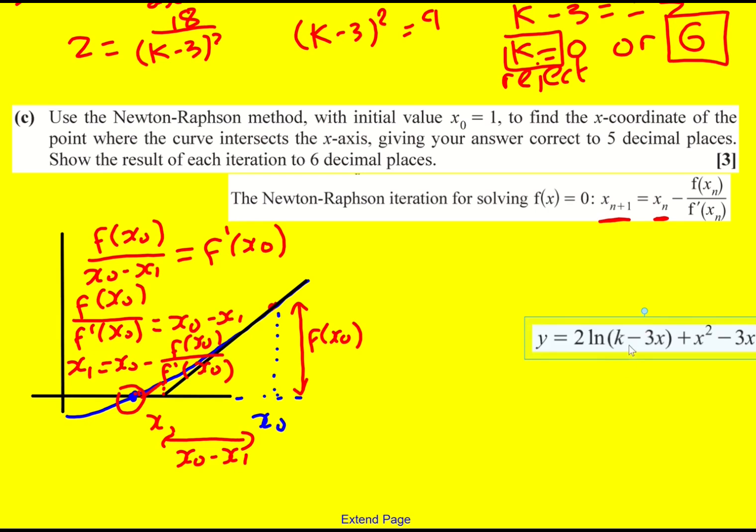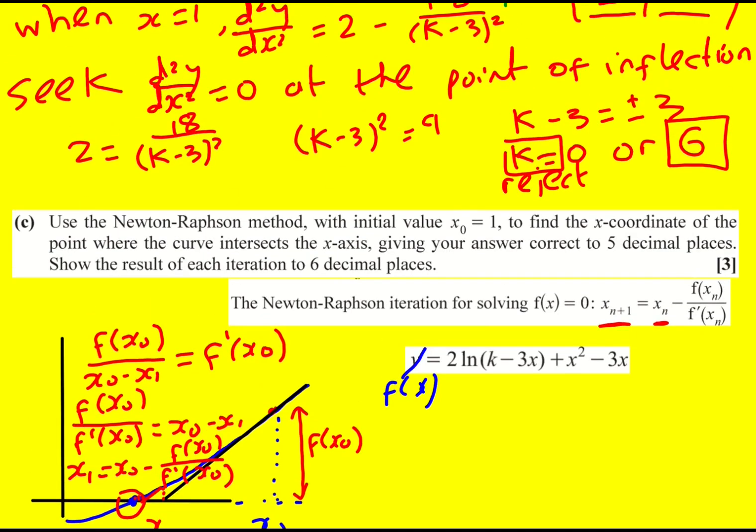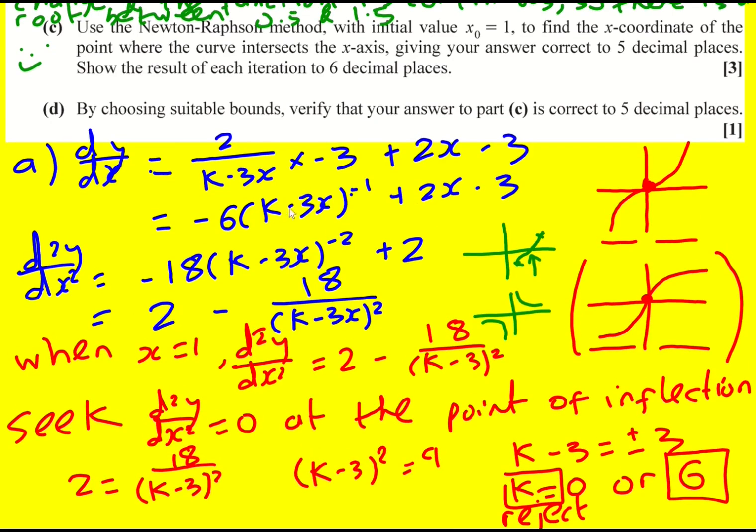So remember, this is our f of x, and we actually found f dash x earlier on, right at the start. Here it is.